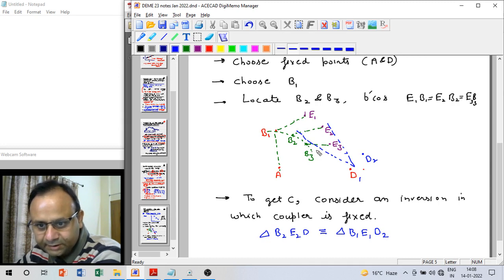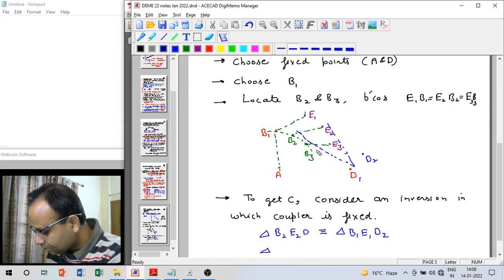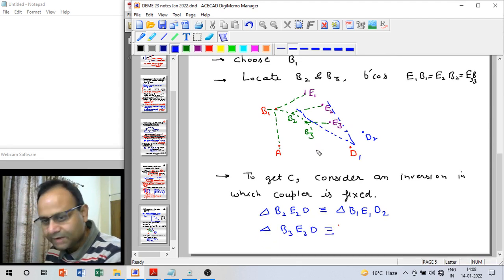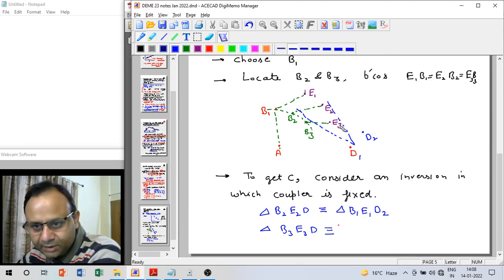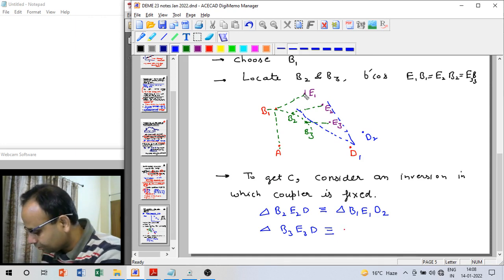Then you got D2, and now we have another position B3E3D. So you have this triangle B3E3D. So you'll have to draw a triangle which is similar to this, but on the base B1E1. And you can call that triangle B1E1D3.